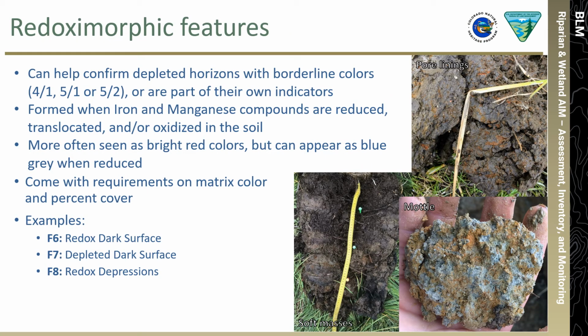Redox features can appear either as part of the indicator requirements or as their own indicator. These are most often identified as bright orange and red flecks of color, but can also appear as blue-gray areas of reduced compounds. They can also occur as a splotchy patchwork called a mottle, with areas of bright orange oxide concentrations and dark blue-gray depletions. In all cases with redox features, it is important to record the percent cover, as this makes up an important part of most of their indicators.